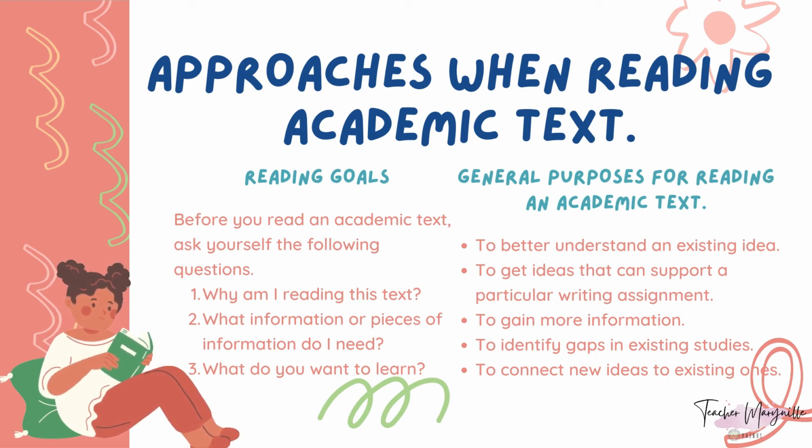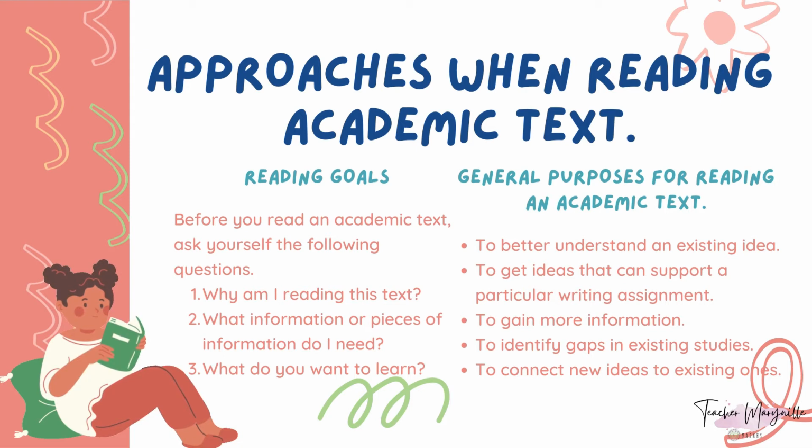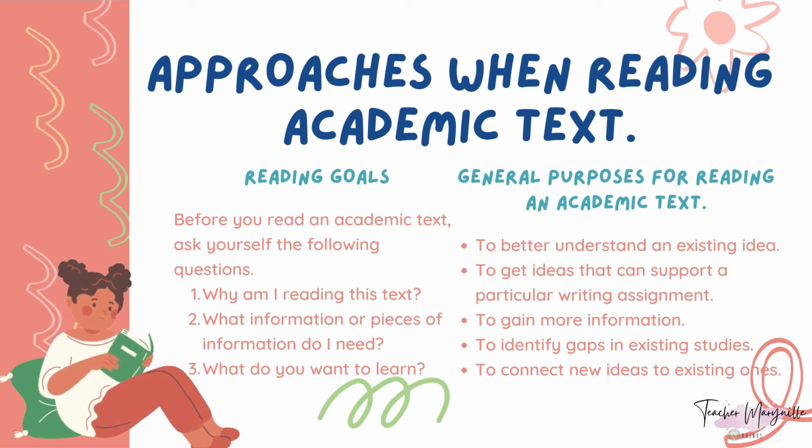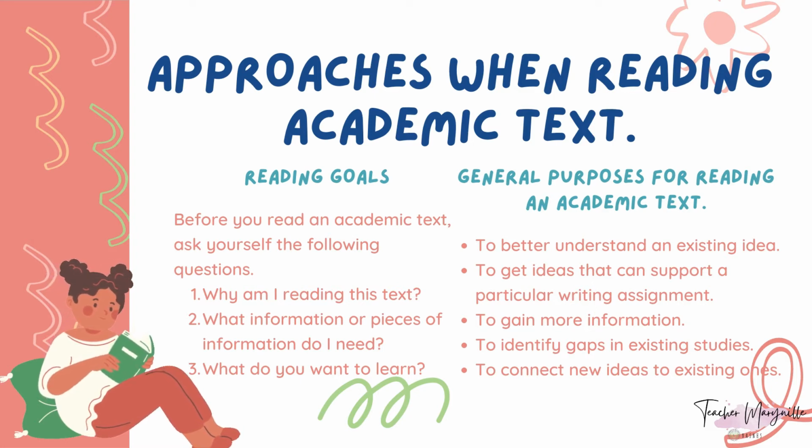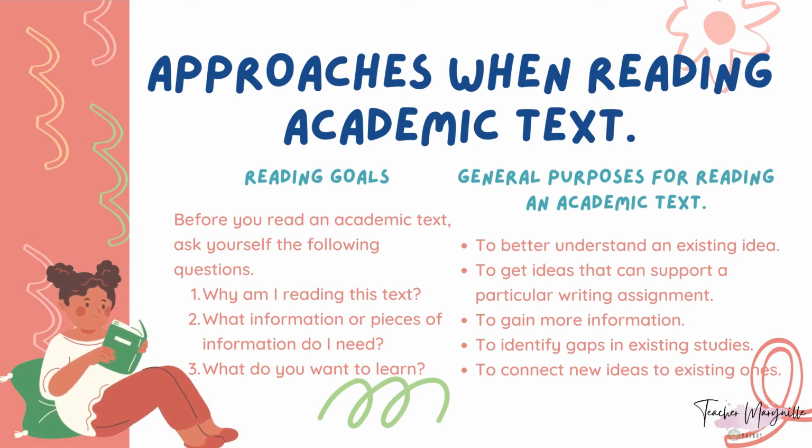Number 1, why am I reading this text? Number 2, what information or pieces of information do I need? And number 3, what do I want to learn? Once you have answered these questions, it is easier to understand the content of an academic text.